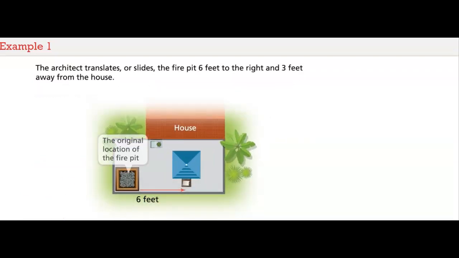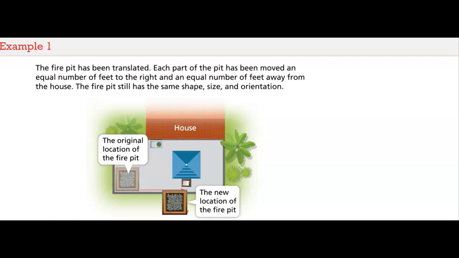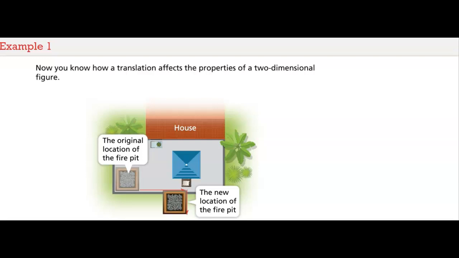The architect translates or slides the fire pit 6 feet to the right and 3 feet away from the house. This is the new location of the fire pit. The fire pit has been translated. Each part of the pit has been moved an equal number of feet to the right and an equal number of feet away from the house. The fire pit still has the same shape, size, and orientation. Now you know how a translation affects the properties of a two-dimensional figure.